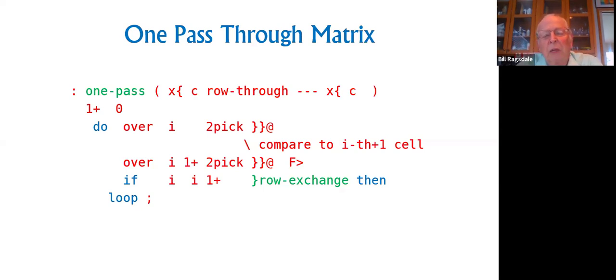The over I2 pick, the double curly brace fetch gets us one of the floating point values. The over I plus 1 is the next value in the matrix, and its floating point value is extracted, and then the F greater than sign selects if an exchange is to be made or not. If an exchange is to be made, the if sequence with the I and I plus 1 specifies the row exchange. And so this handles selectively one row pair exchange.